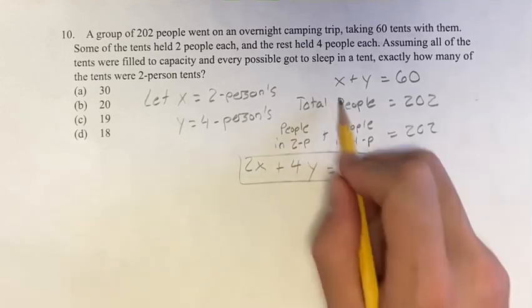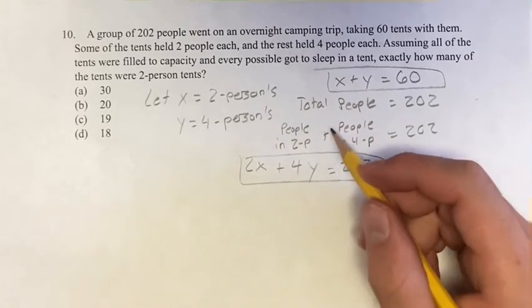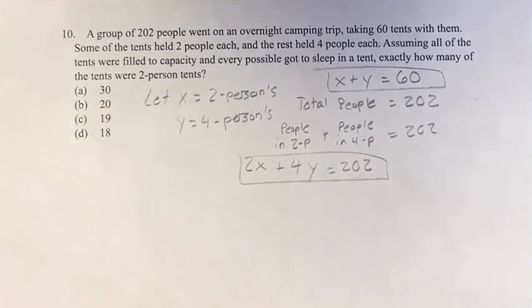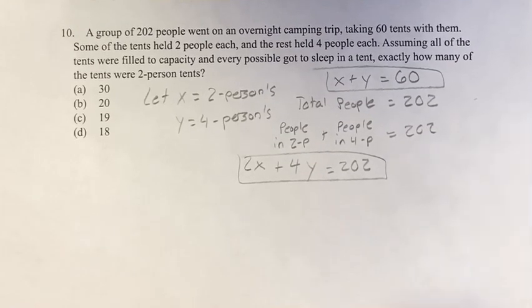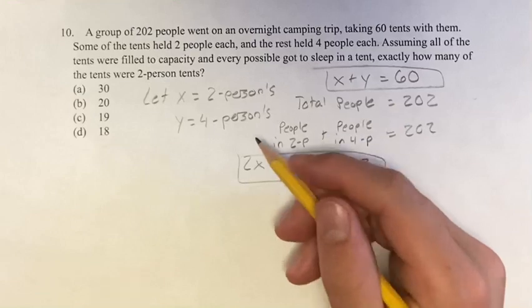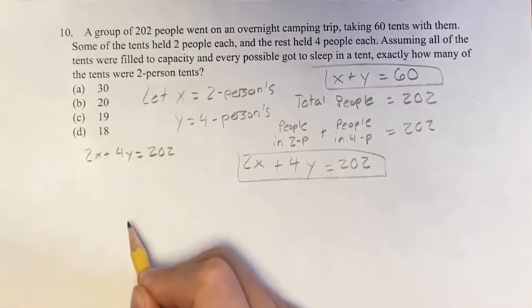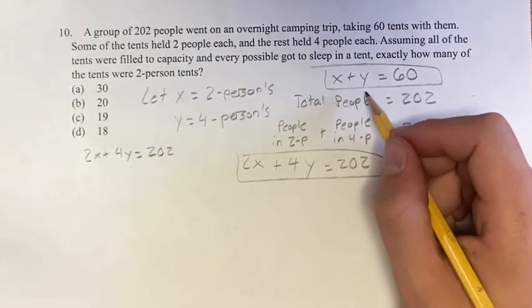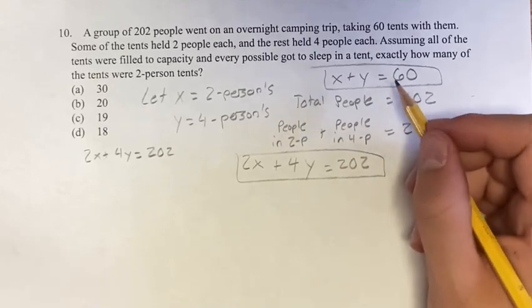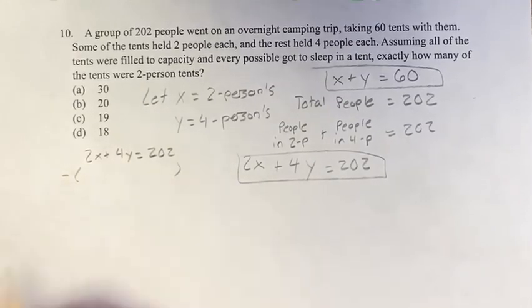So we have one equation and the other, and now we can solve for our variables, and it looks like we want to solve for X because we want to solve for 2-person tents. You could solve for Y and then use that to find X, but that's just an extra step that you don't need to do. So we have 2X plus 4Y is equal to 202. And then for this equation, we want to get it into the form such that the Y's will cancel, right? If we subtract one equation from the other, we want the Y's to cancel, and then we can solve for X. How do we do that?